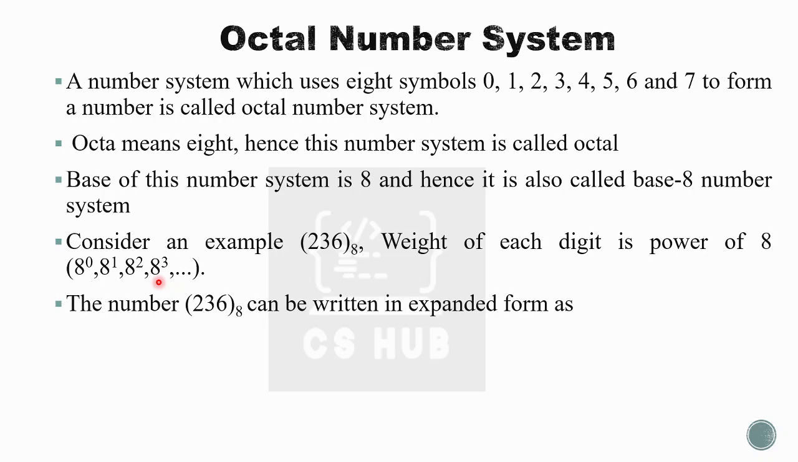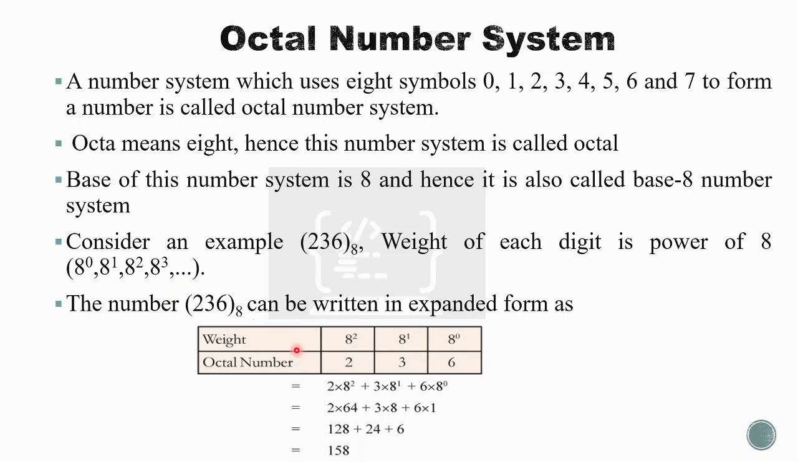The number 236 can be written in expanded form, starting from the unit digit. The weight of 6 is 8 raised to 0, the weight of 3 is 8 raised to 1, the weight of 2 is 8 raised to 2. We multiply each weight with the digit: 2 into 8 raised to 2 plus 3 into 8 raised to 1 plus 6 into 8 raised to 0, and we get 158 as the answer. So 236 is our octal number, and its corresponding decimal number is 158.